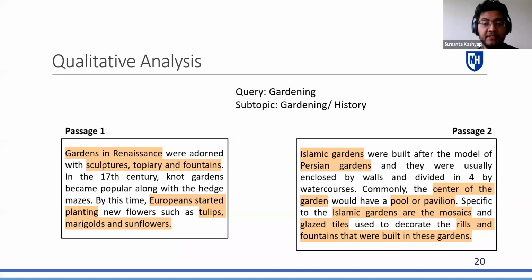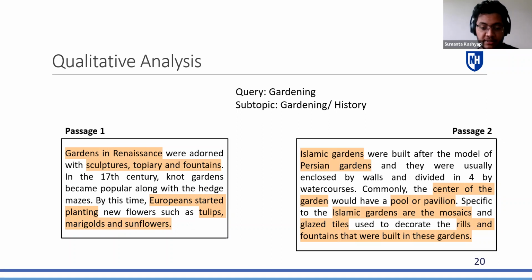However, while passage 1 talks about European history of gardening, passage 2 discusses history of Persian gardens. Now, from the perspective of different cultures and civilizations, it may seem that the passages discuss different topics and hence should be placed in separate clusters. So without knowing the exact context of the query, the notion of similarity becomes ambiguous in this case.